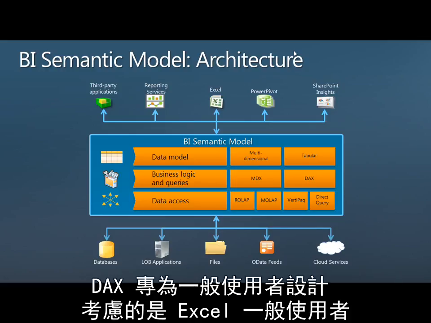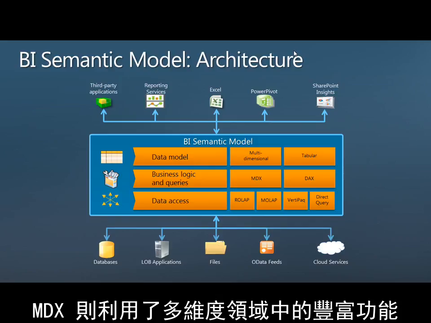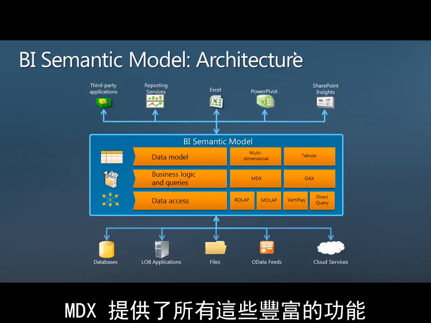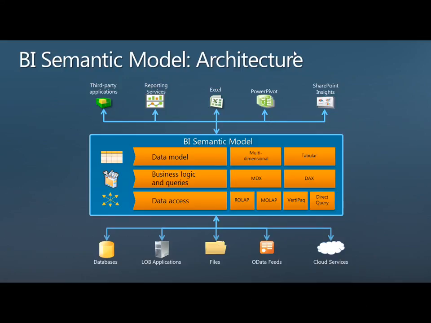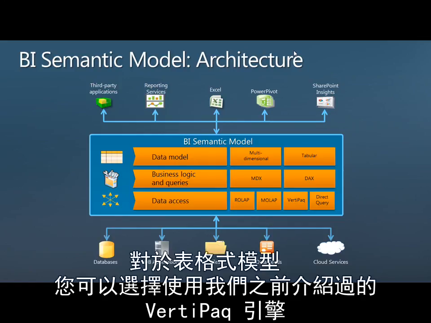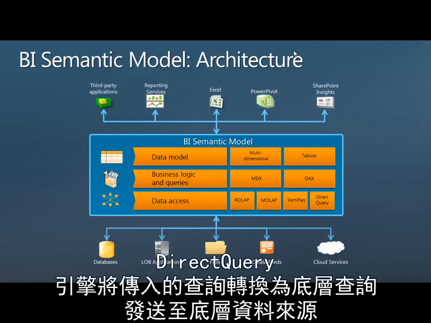Just to give you a summary of MDX versus DAX. DAX is designed with Excel end users in mind, so it's a very simple way of building calculations. MDX leverages the richness of the multidimensional space, so all the hierarchies and levels, unary operators, custom rollups, scope assignments, all that richness is made available within MDX. For multidimensional models, you have a choice of using ROLAP, MOLAP or HOLAP, just like you do today. For tabular models, you have a choice of using VertiPaq, which is the engine I just talked about, or DirectQuery, which is another engine we talked about, in which case the model is very thin, and the DirectQuery engine translates queries coming into it into queries going to the underlying data source.